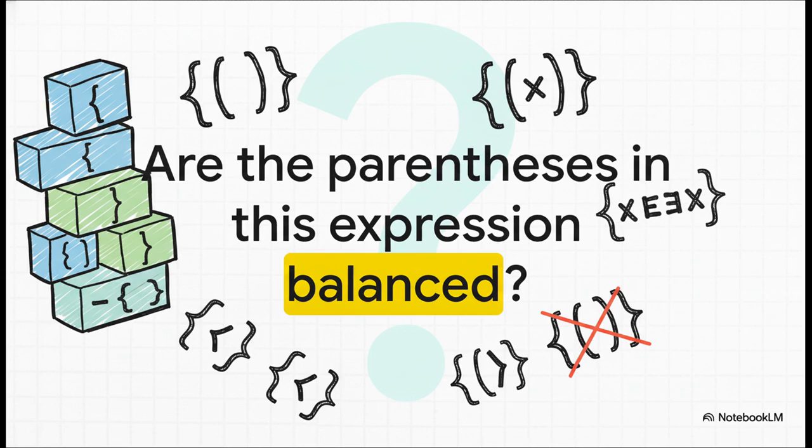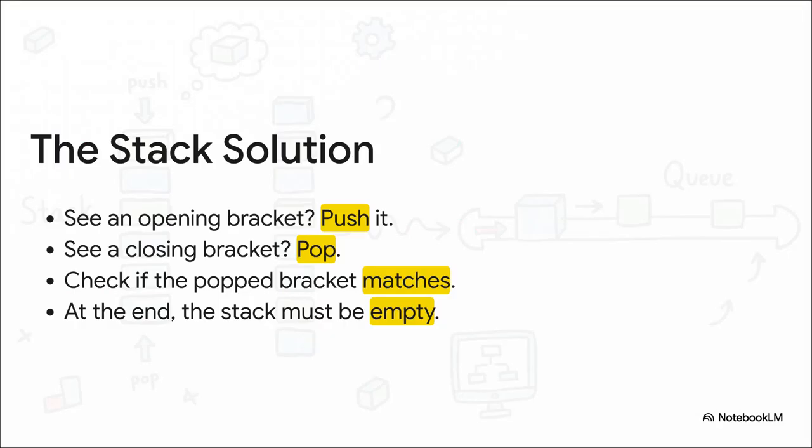This is where a stack becomes a total superstar. The solution is actually really elegant. Here's how it works. You go through the expression one character at a time. Anytime you see an opening bracket, like a parenthesis, brace, or bracket, you just push it onto a stack. Simple. Now, when you see a closing bracket, you pop an item from the stack and check if it's the matching opener. See? The last opening bracket we saw has to match the first closing bracket we find. It's the perfect job for LIFO. If you get to the very end and the stack is totally empty, boom, it's balanced.